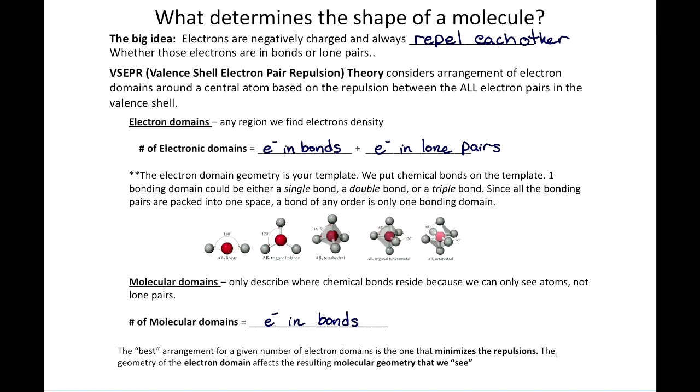But in a molecule, what are bonds made out of? How do you make a bond? There's 2 electrons in it. Yep. So in a bond, there's 2 electrons. What's a lone pair?